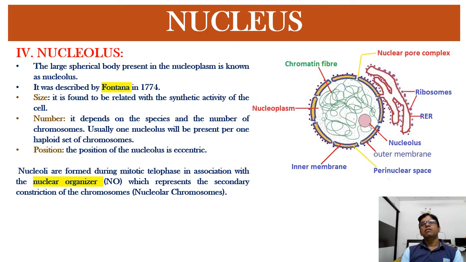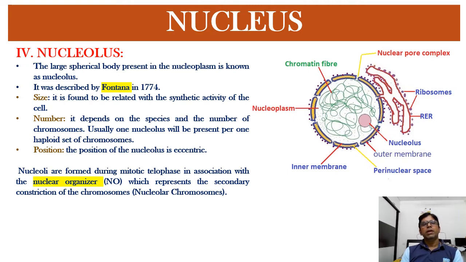Therefore, cells which synthesize proteins or other substances contain comparatively large nucleoli, for example oocytes, neurons, and secretory cells. These cells actively synthesize more compounds, so they possess large nucleoli. So the size of the nucleolus mainly depends on the synthetic activity of the cell.